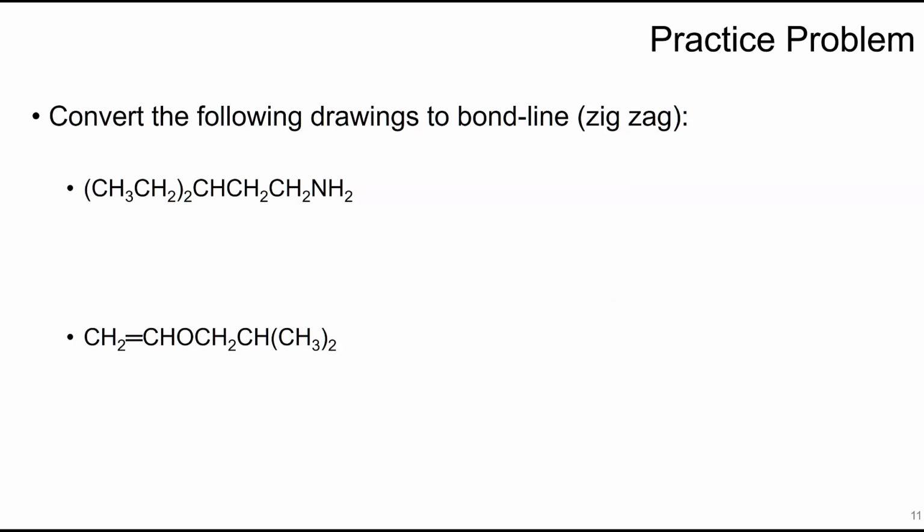I think the easiest is to start with what's not in the parentheses. So I have 1, 2, 3, and then an NH2. So 1, 2, 3, and a bond to the NH2. And then in parentheses attached to this carbon right here, which is this one, is 2 CH2CH3. So I have 1, 2, and then 1, 2. So that is how you would draw that one.